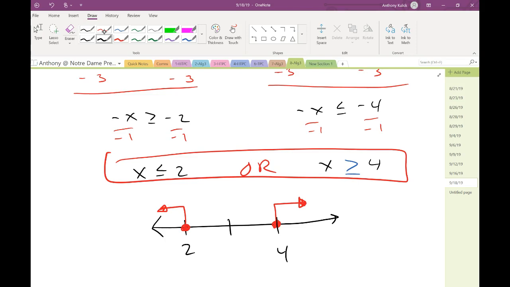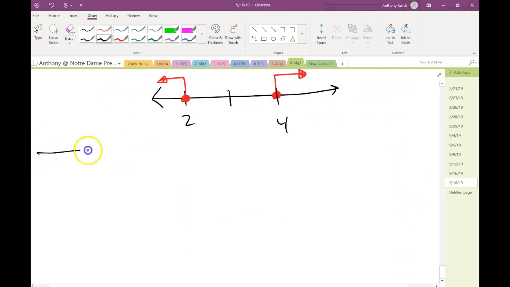I do want to do a little bit more about solving, though, because there's a situation that can happen that we haven't addressed yet. So I'm going to just do a little bit more on solving.